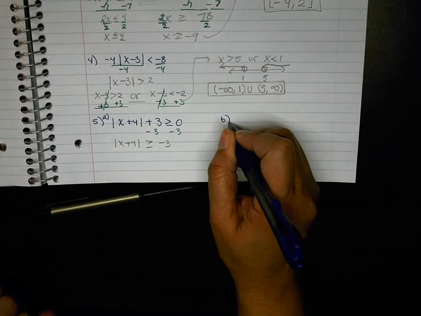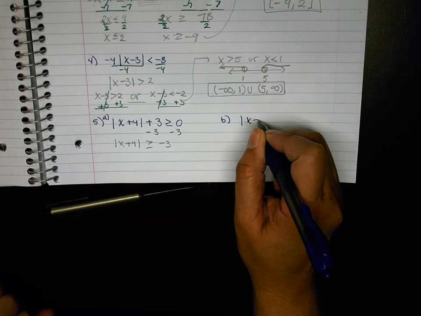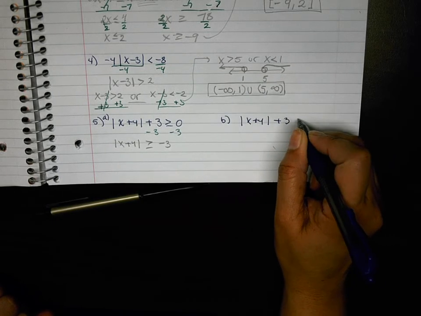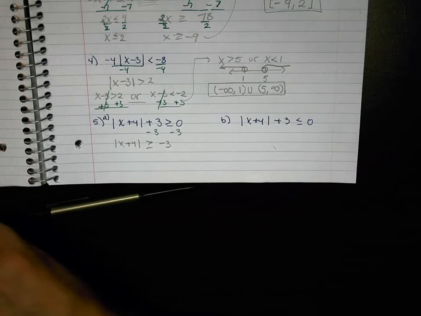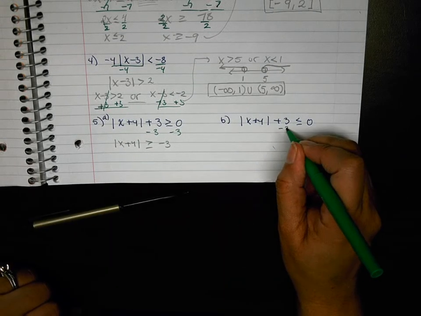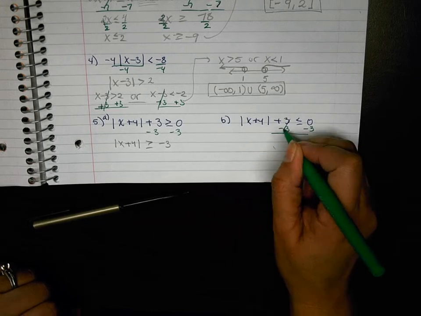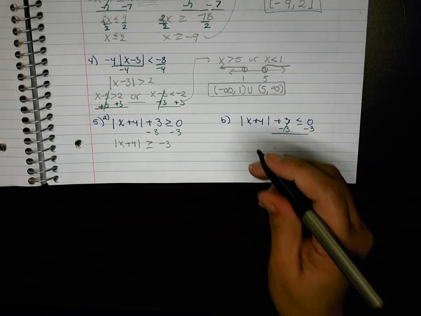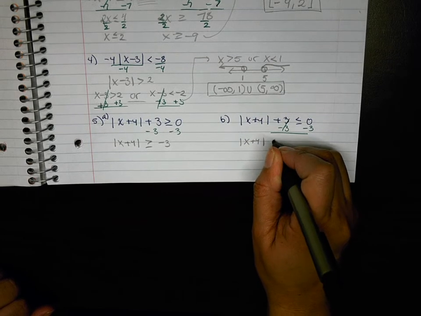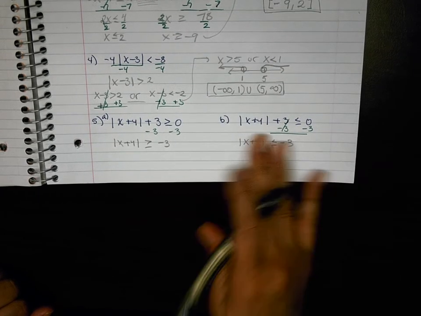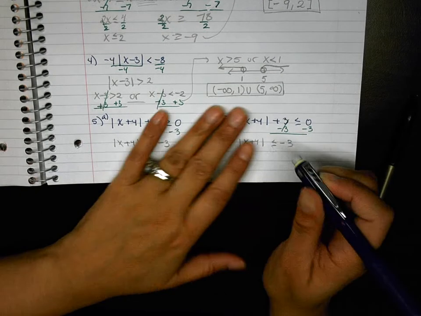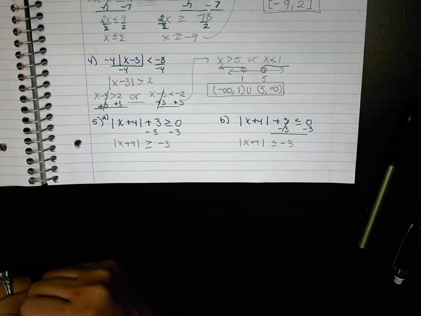Letter B, I'm going to write the same thing. X plus 4, absolute value, plus 3 is less than or equal to 0. Let's also subtract the 3. And that gives me absolute value of x plus 4 is less than or equal to negative 3. Now they look pretty much the same. They are pretty much the same, but are they exactly the same?